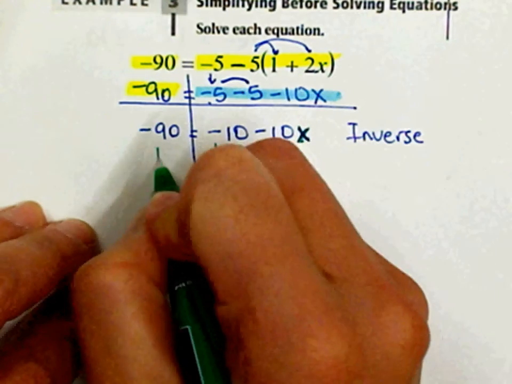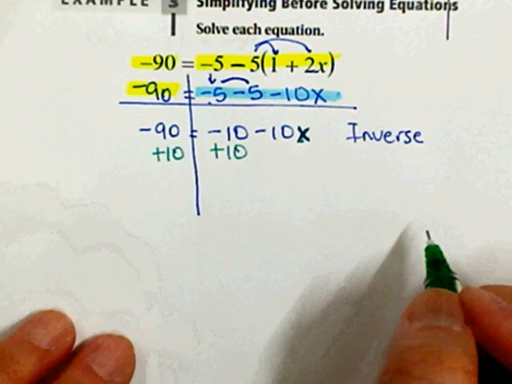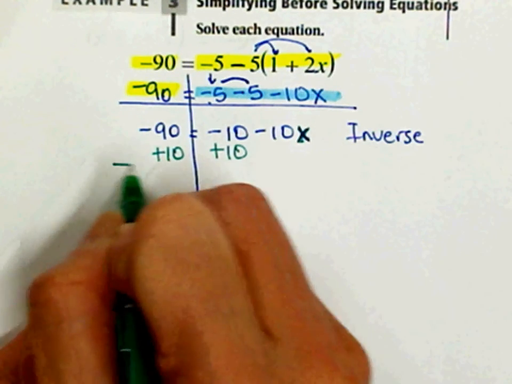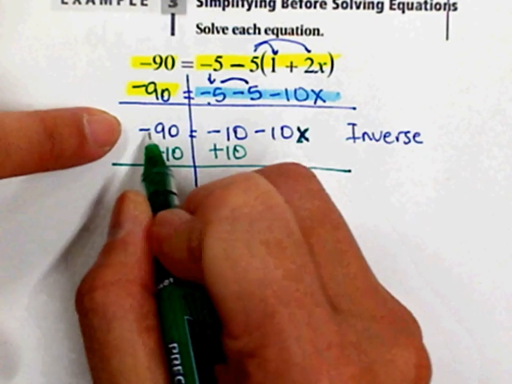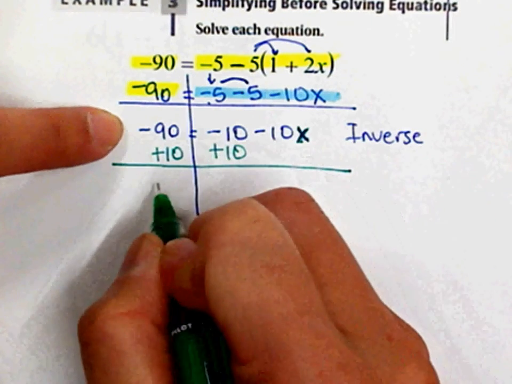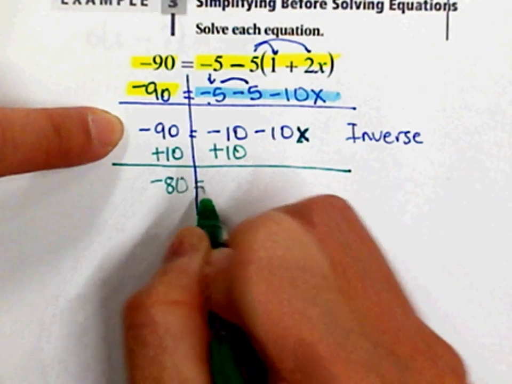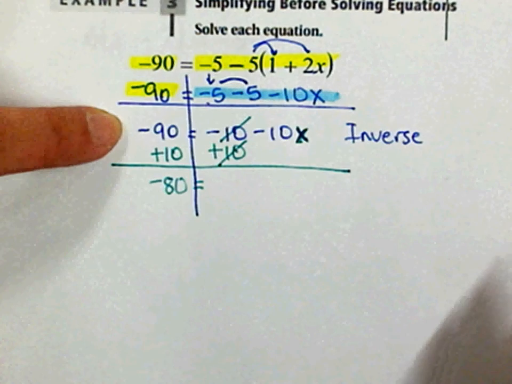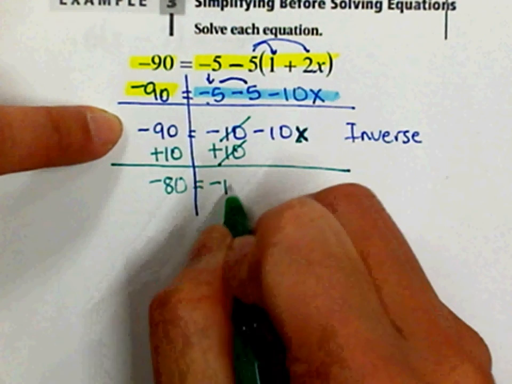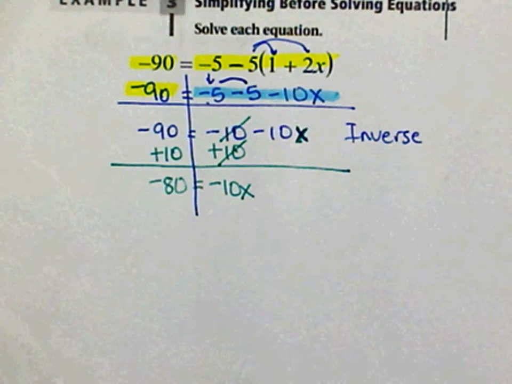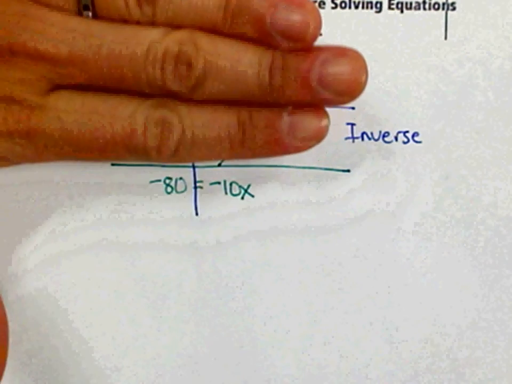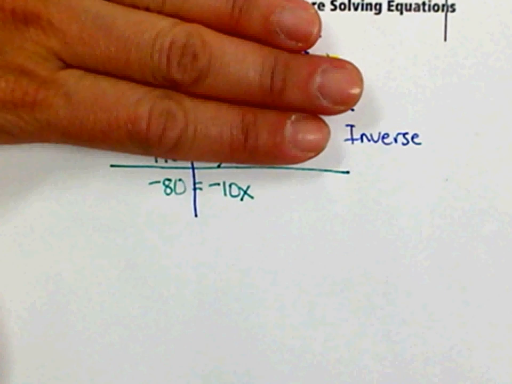Tanya, that's where you would draw the line when you start your inverses. Start drawing your line in your inverses. I think that helps you a lot. Go left to right. What's negative 90 plus 10? Negative 80 equals, that cancels. Bring down negative 10x, right? This is correct. Okay, now look at that. Does that look familiar to you now? So how do you solve for x?